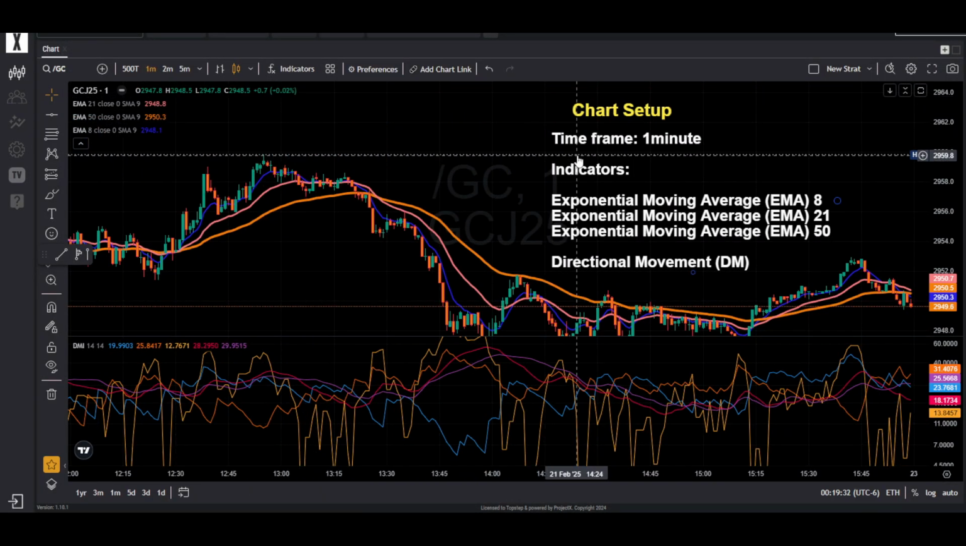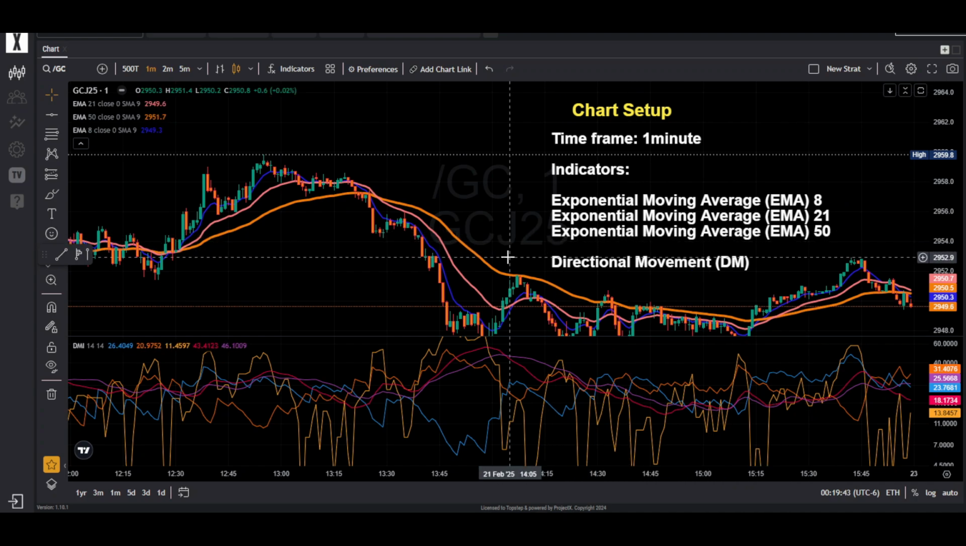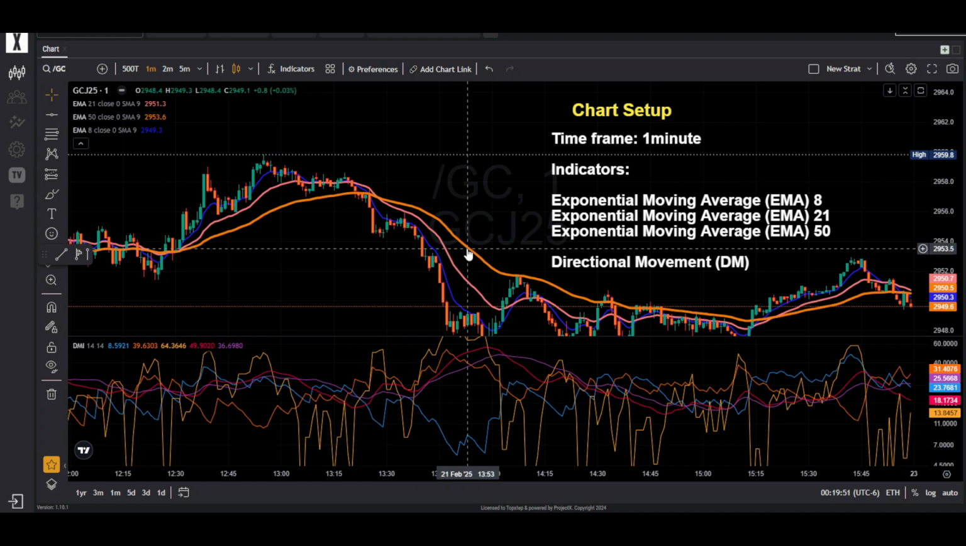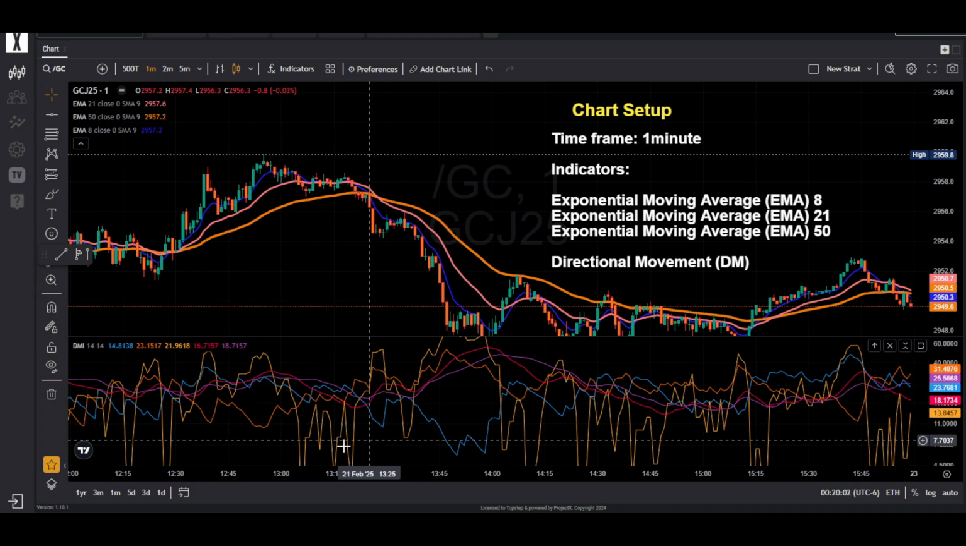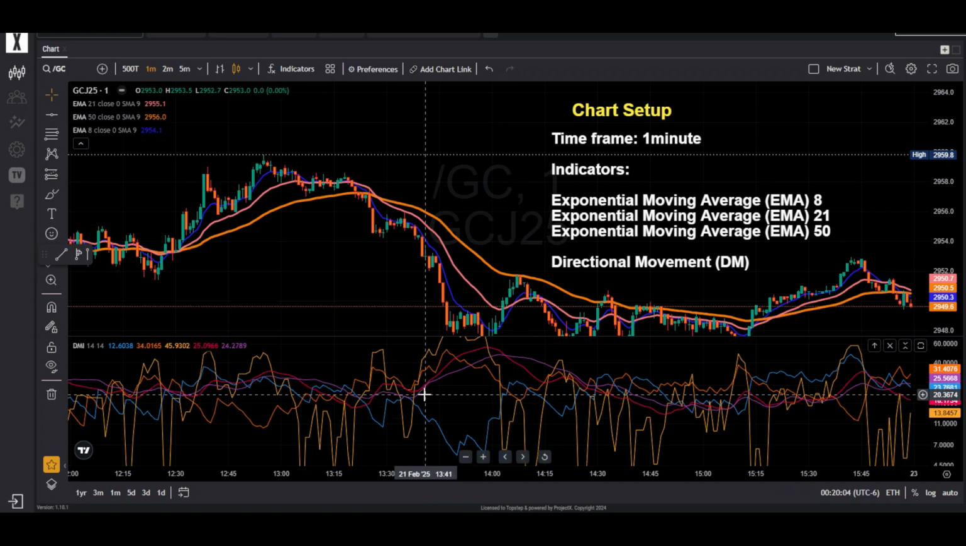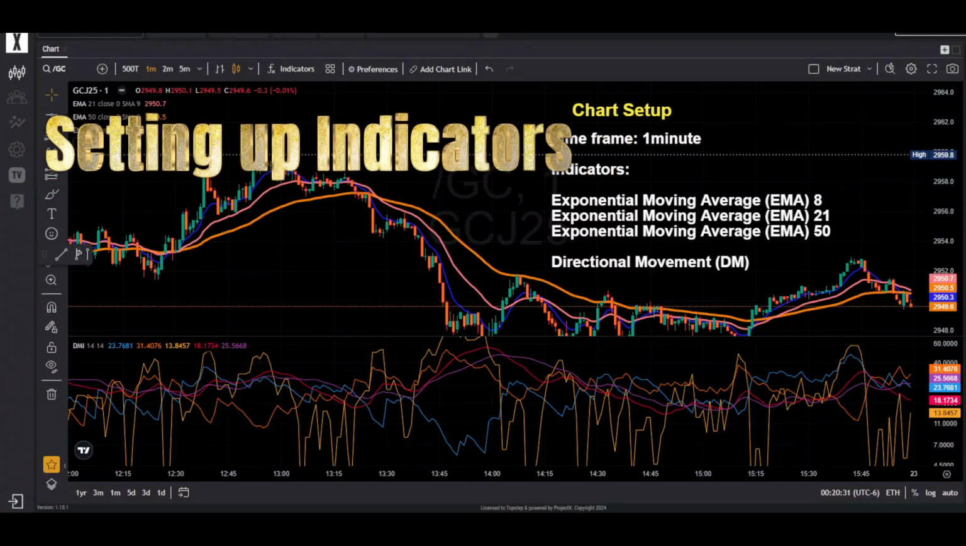Indicators used in this strategy. For this strategy, we'll be using 3 exponential moving averages: EMA 8, EMA 21, and EMA 50. As you can see on my chart, I have adjusted the thickness of these EMAs, making the smaller EMA thinner and the bigger EMA thicker for better visibility. The other indicator we'll be using is the directional movement indicator, which helps confirm market strength and momentum. Don't worry about all these lines. We will keep it simple and easy to understand by making some adjustments. Next, I will show you how to add these indicators in TradingView.